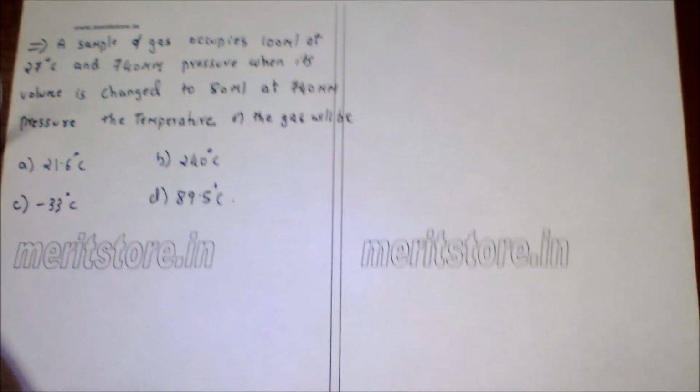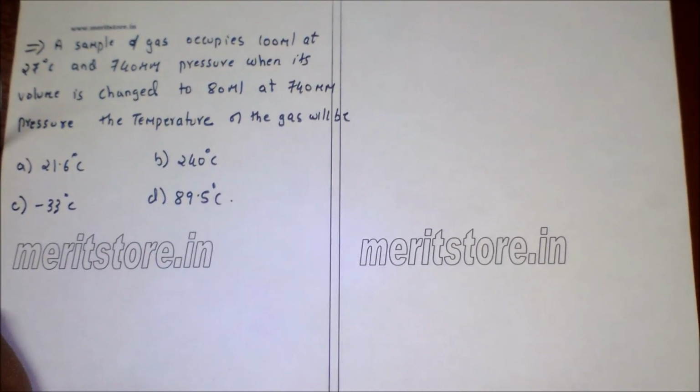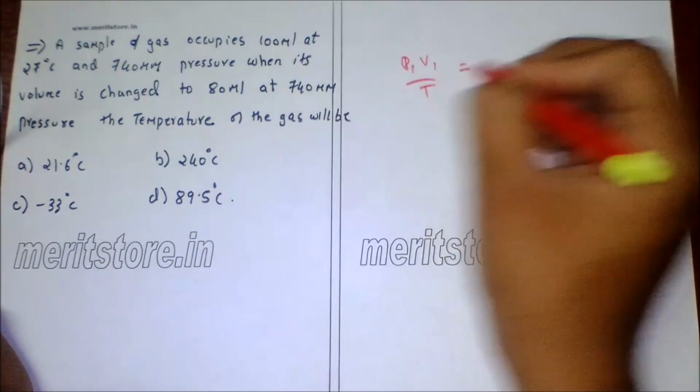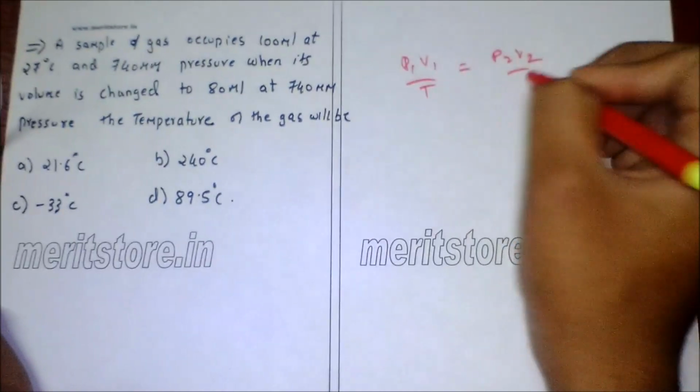A sample of gas occupies 100 ml at 27 degrees and 740 mm pressure. When its volume is changed to 80 ml at 740 mm pressure, the temperature of the gas will be? We know that P1 V1 upon T1 is equal to P2 V2 upon T2.